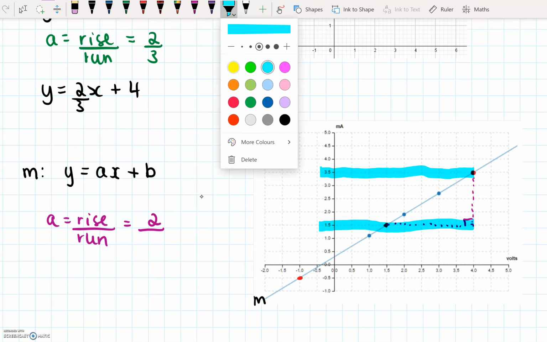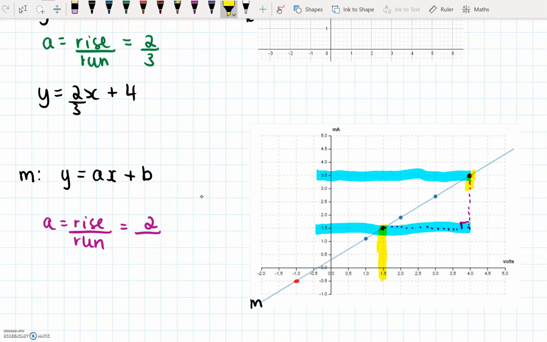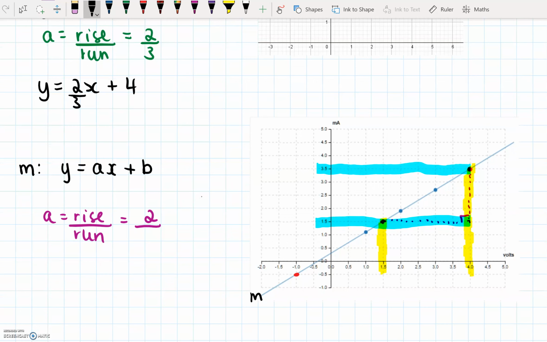Alright, I might use the highlighter again because that was quite nice. So our run is 1.5 to 4. Okay, so 4 minus 1.5 is 2.5. That's really hard. Okay, so that's going to be 2.5.